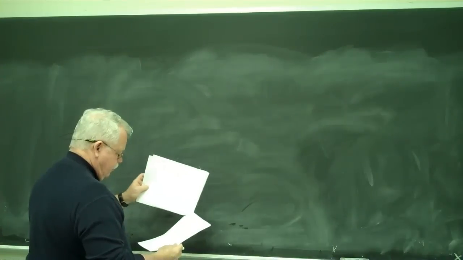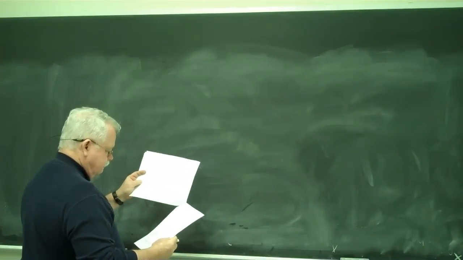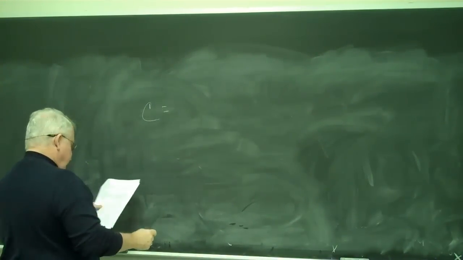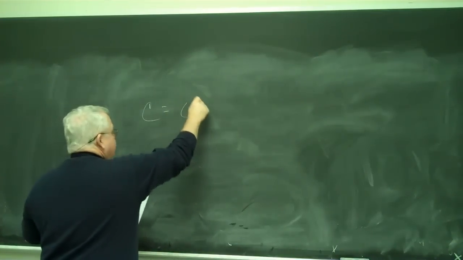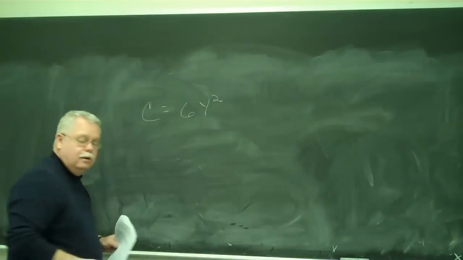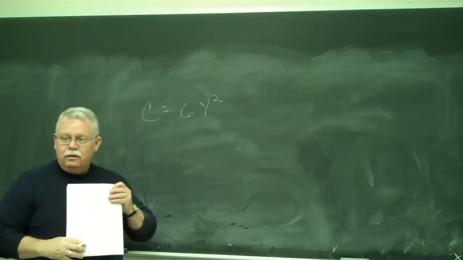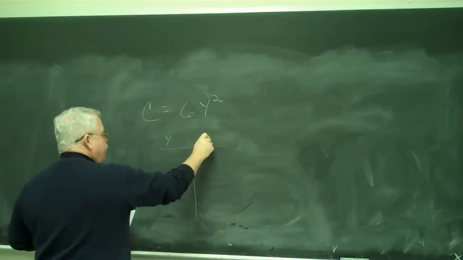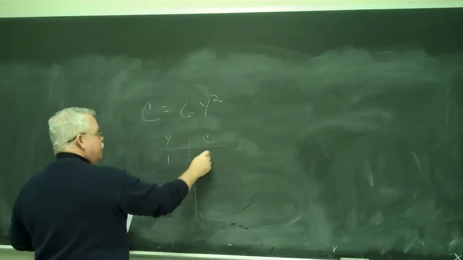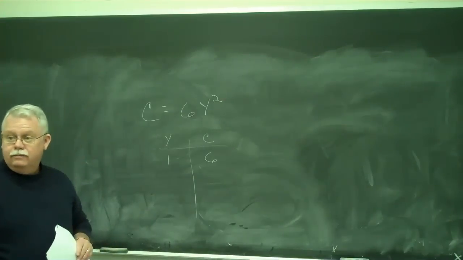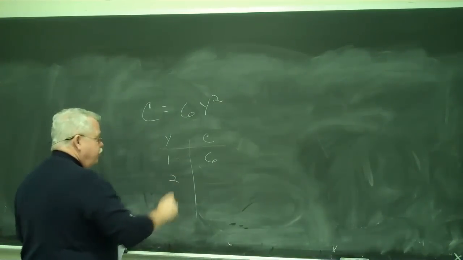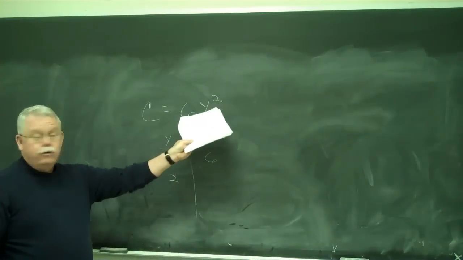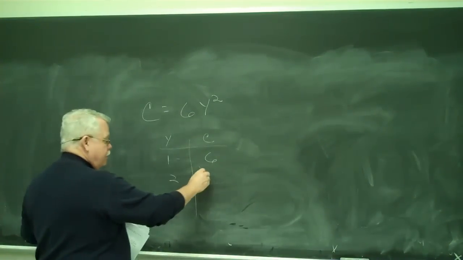It's got stuff to a certain power. Real simple. If they tell you the cost function is 6 times y squared, you could build a table from that said, here's y and here's the cost. If y is 1, the cost is 6, right? What happens if y goes to 2? 2 squared is 4, 4 times 6, 24, right?